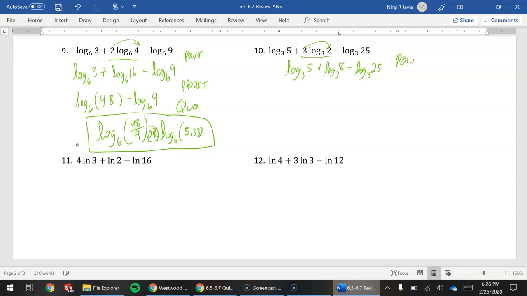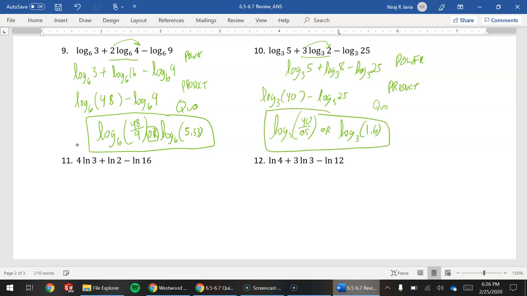We use the power rule first. Then we go left to right, so we're going to use the product rule. Doing the product rule, we say log base 3 of 5 times 8 minus log base 3 of 25. 5 times 8 is a beautiful number, it's 40. Now I'm going to use the last one, which looks like we have to do quotient. So it's going to be log base 3 of 40 over 25, or log base 3 of 1.6.